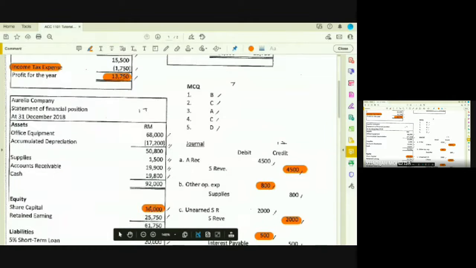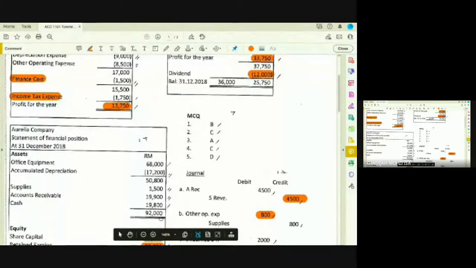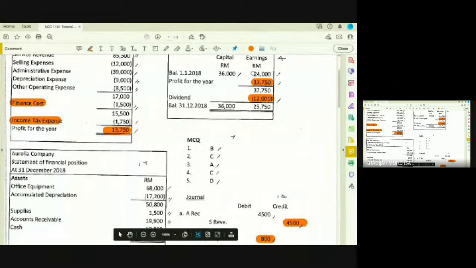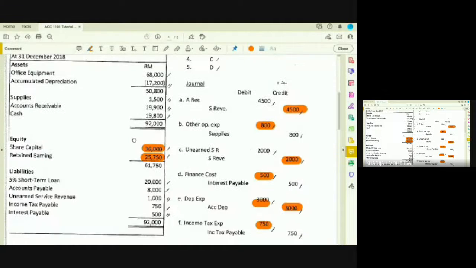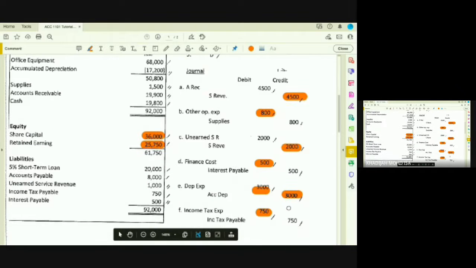And 25,000 is actually the adjusted retained earnings. So how you take the adjustment, you have to take the initial balance, and then you plug in the profit or loss for the year, and then minus your dividend. Then you get the adjusted retained earnings of 25,750. And other than that, you have all this office equipment, accumulated depreciation, depends. I think that just now we have depreciation of 3,000 here. All right, supplies also reduced.